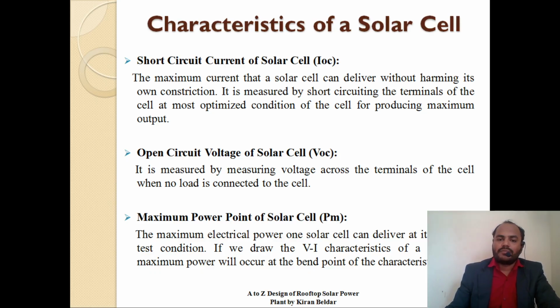Maximum power point of solar cell. The maximum electrical power one solar cell can deliver at its standard test condition. This concept is very important when we want to get electricity from a solar cell. The maximum power point consists of the maximum current and the maximum voltage that we draw from a solar cell. If we draw the VI characteristics of a solar cell, maximum power will occur at the bend point of the characteristics curve.